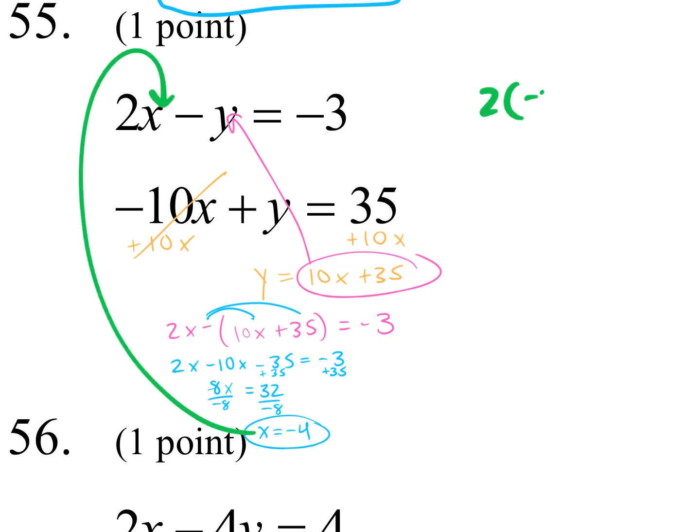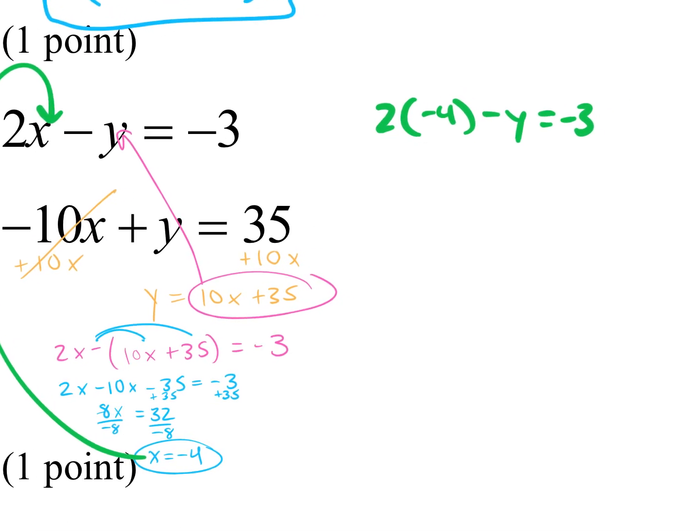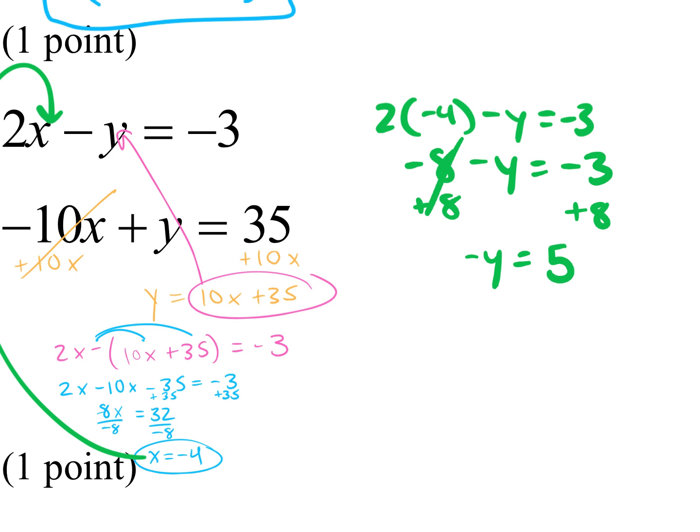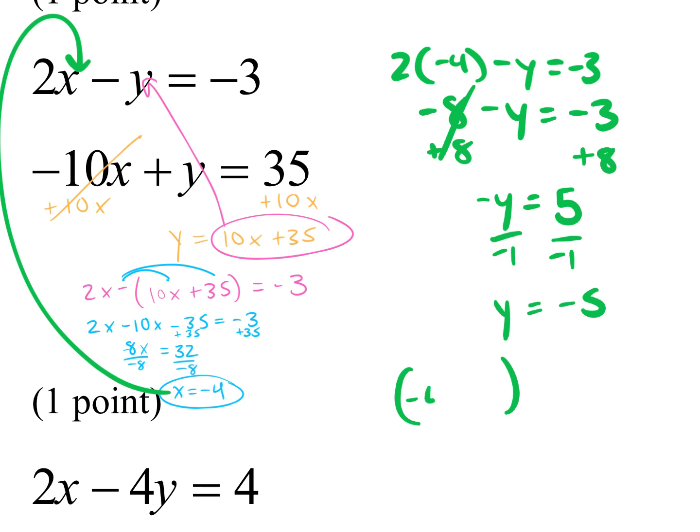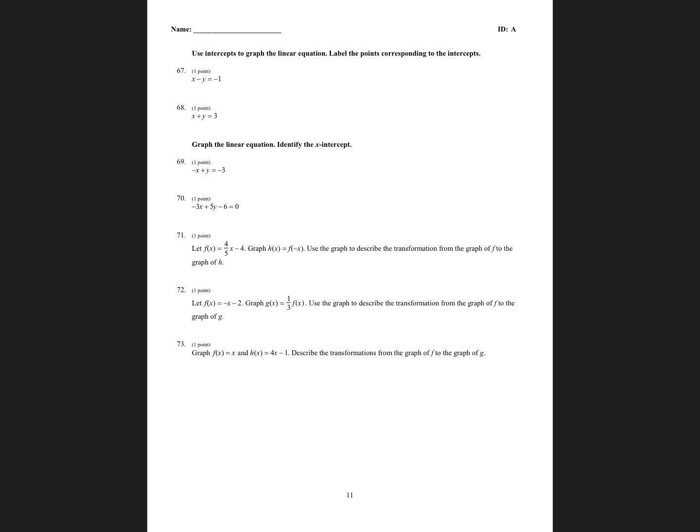So I have 2 times -4 minus y is equal to -3. What should I do first? Distribute. So 2 times -4 would be -8 minus y is equal to -3. What should I do next? Add 8. So -y is equal to 5. Then what do I do? Divide by -1, so y is equal to -5. So how would I write my answer? -4, -5. Perfect.